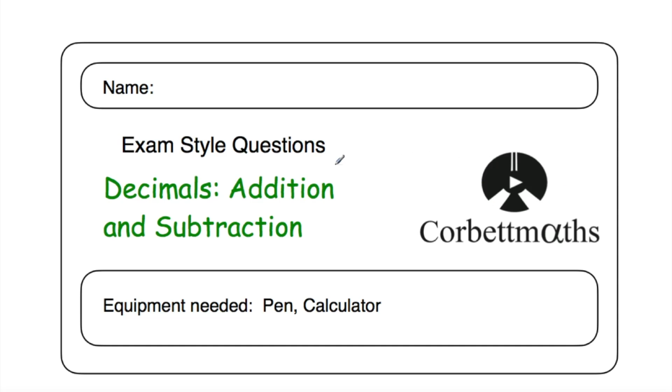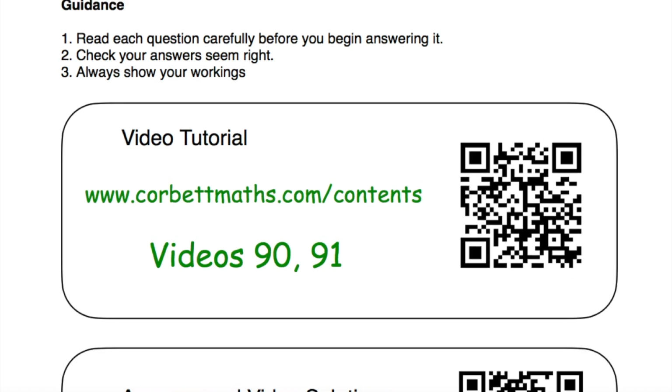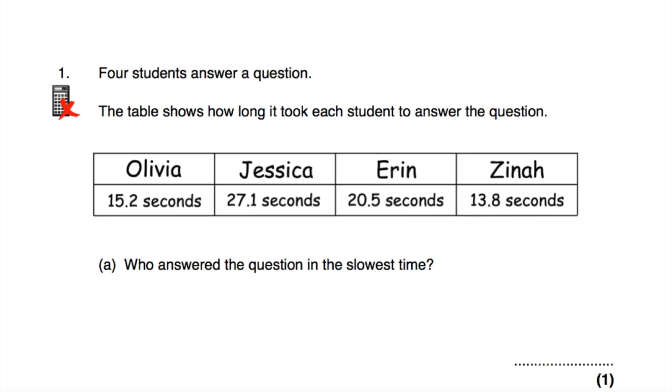In this video, we're going to look at the video solutions to the adding and subtracting decimals practice questions. If you need any extra help with adding and subtracting decimals, go to Corbettmaths, go to the videos and worksheets section and scroll down to video numbers 90 and 91. There are dedicated video tutorials there on adding decimals and subtracting decimals. Alternatively, you could scan this QR code. In this video though, we're going to practice on the video solutions to the practice questions, so let's get started.